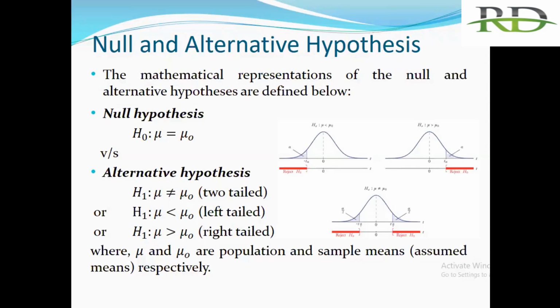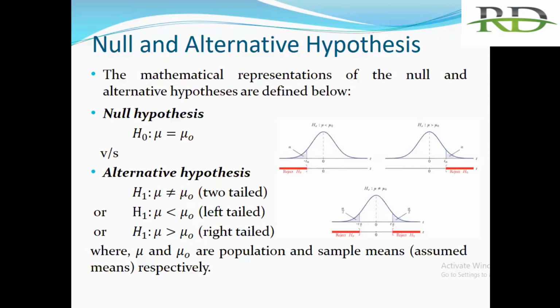Definitely, a left or right tail is more decisive, decisive in the sense that you are sure, right? But since in most of the cases we are not very sure, it is safer to go for a two-tailed alternative.